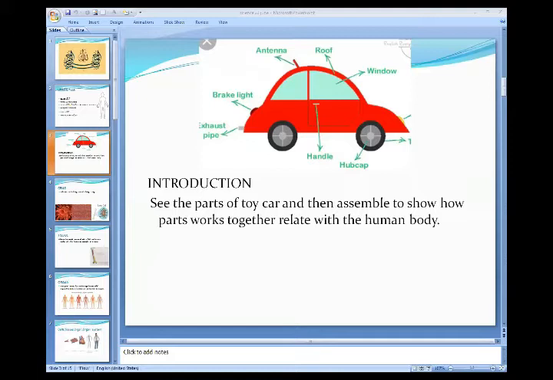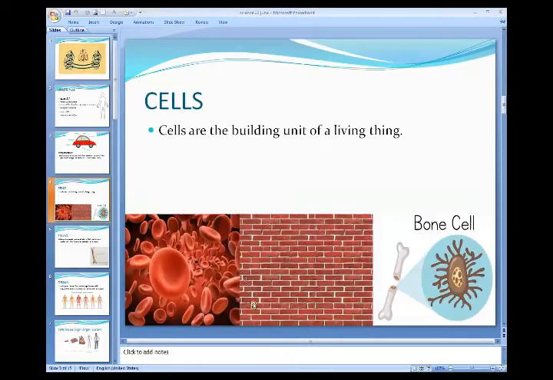Okay. The human body is also a wonderful machine in the world. It has so many parts. The human body is made up of many different parts, just like a brain, blood, bone, lungs.